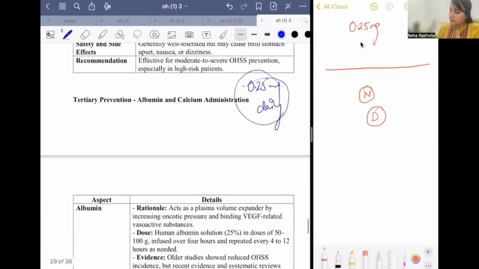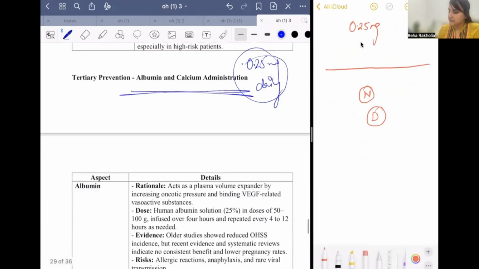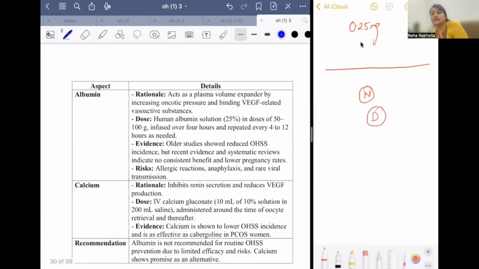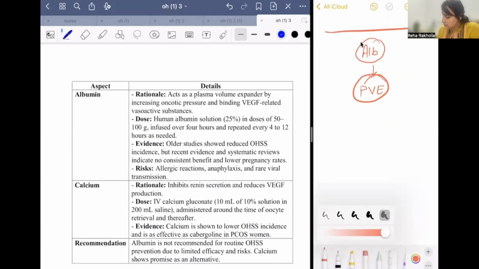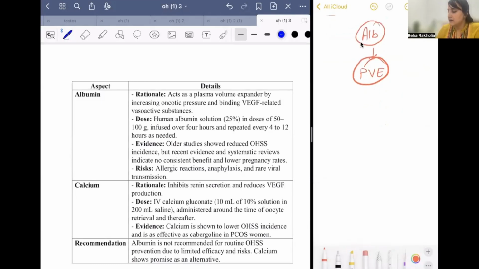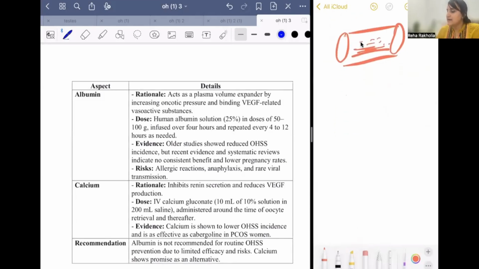Now we'll talk about albumin and calcium administration. Another approach is albumin infusion. Albumin acts as a plasma volume expander, meaning it helps retain fluid in the blood vessels and prevents them from leaking into the tissue. It also binds VEGF related vasoactive substances.